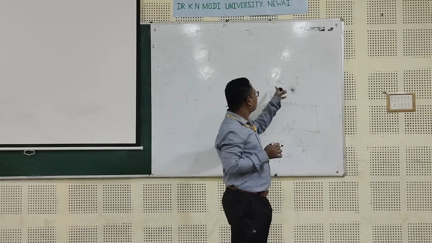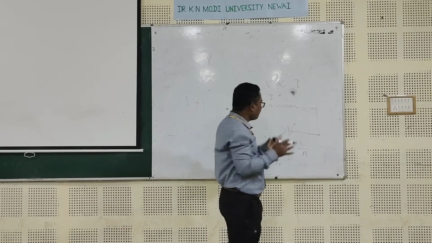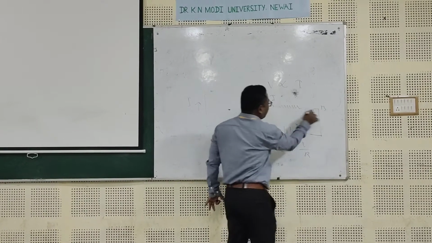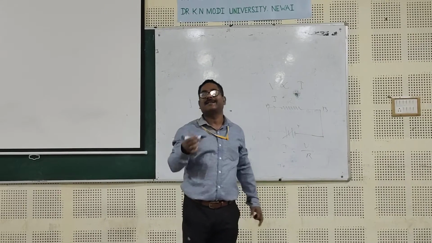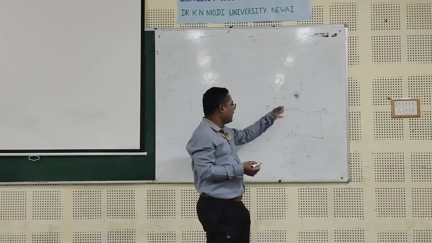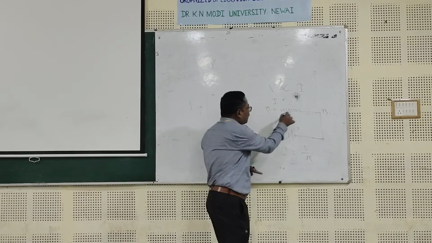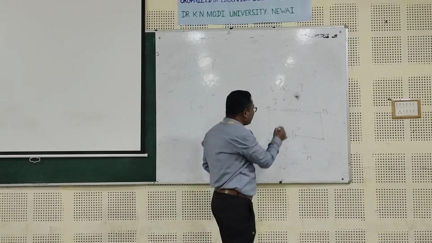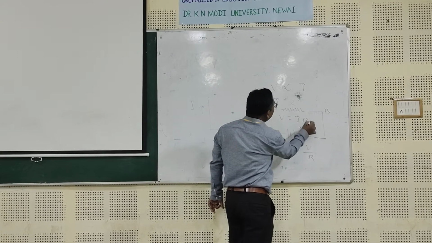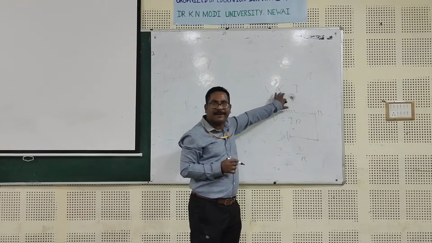There will be a voltage drop across it, a potential difference. This is A and this is B, a conducting wire, copper or aluminum. It will have resistance R. So when current I flows through this resistance, there will be a voltage drop. So V is I into R. V is directly proportional to current according to Ohm's law. Please remember.